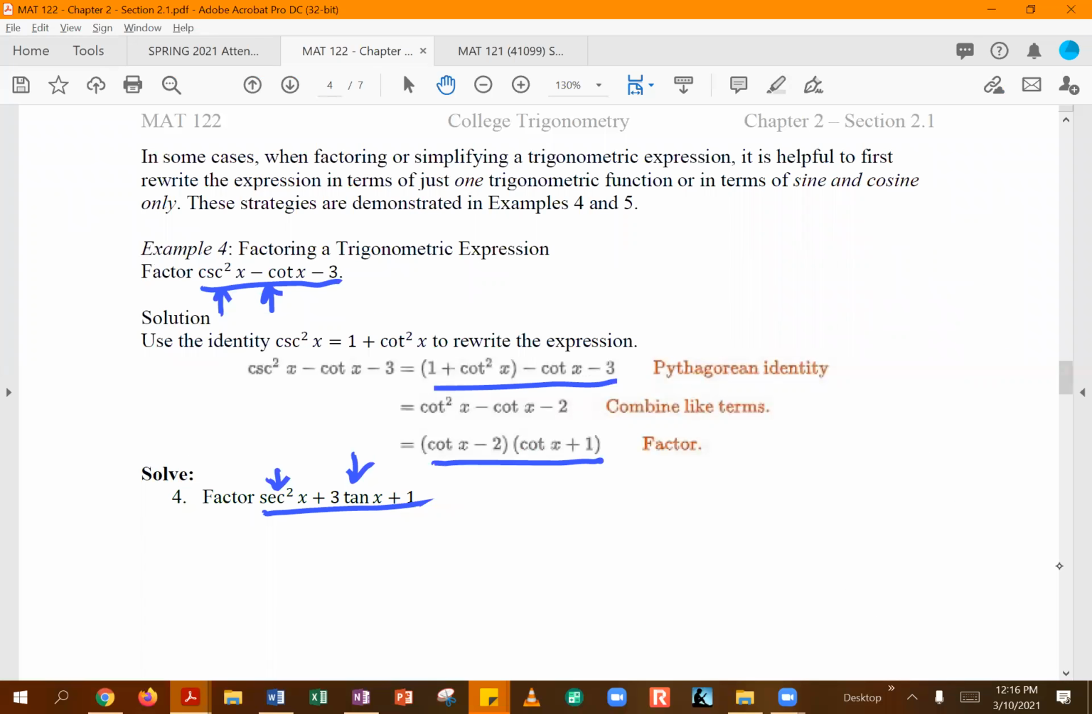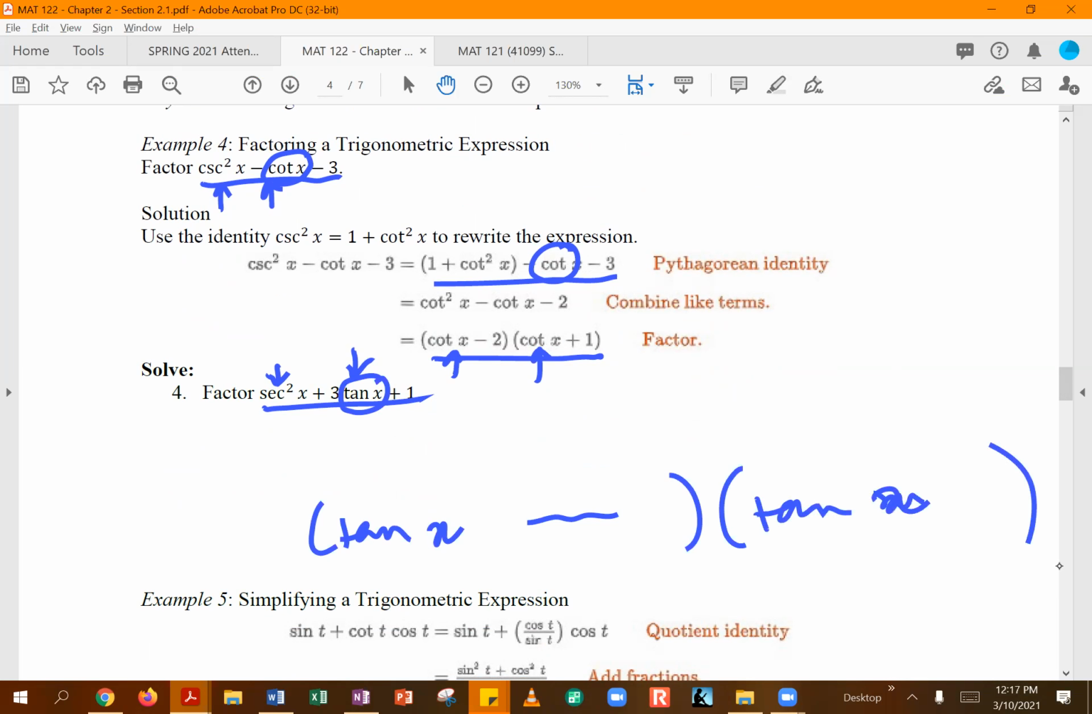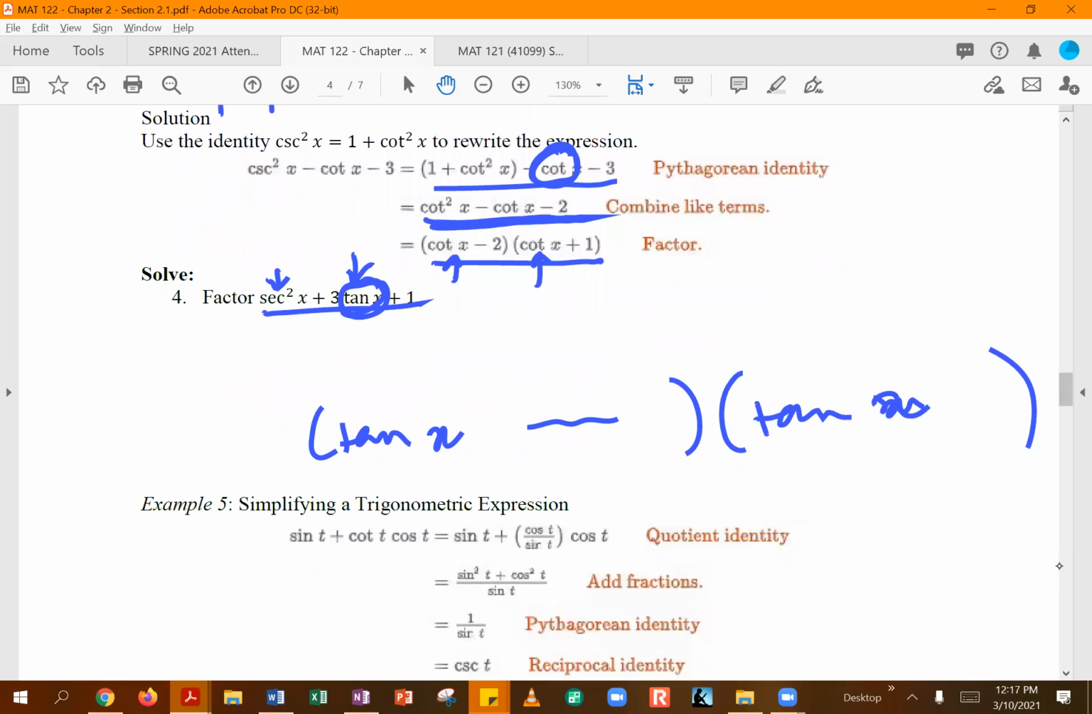So my tip to you guys is look at what the middle term is, the single term, not the square term. Whatever is the single term in the middle, that's actually what your final function will end up having. So like here in this number 4, since my middle function is tangent of x, your final answer will also be tangent of x, something, and tangent of x, something. So it's always the middle term, which actually lets you know what the final functions will be in your expression. So that's a really good guide to take a look at.